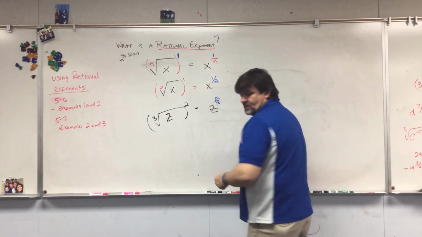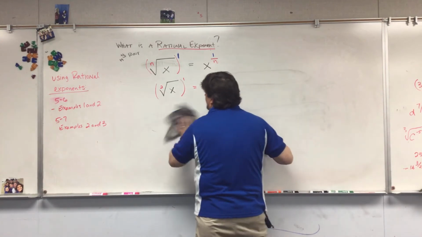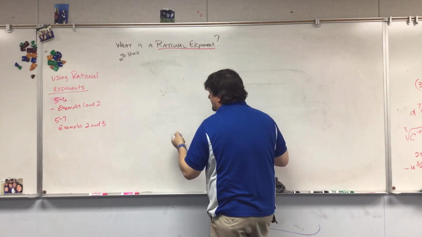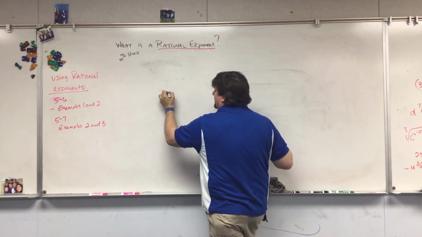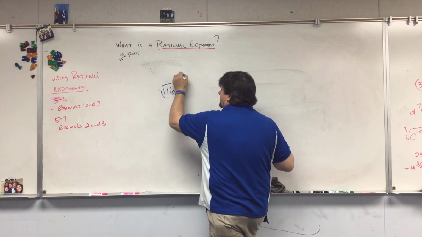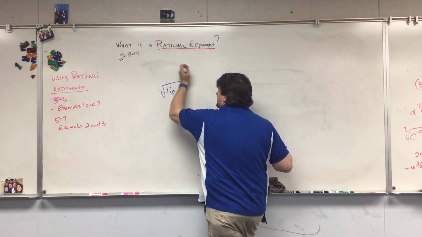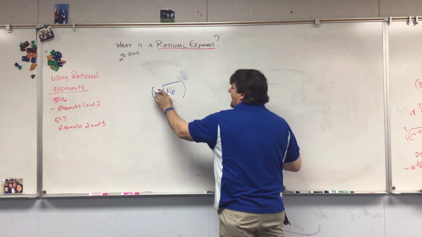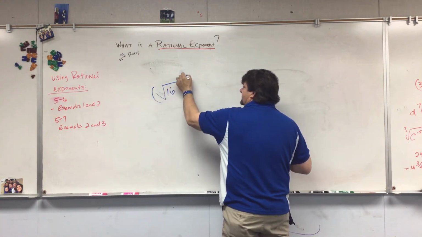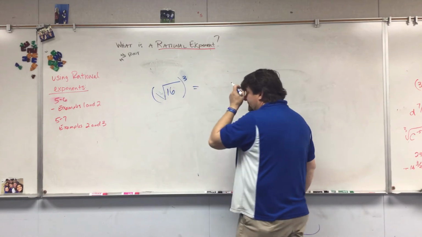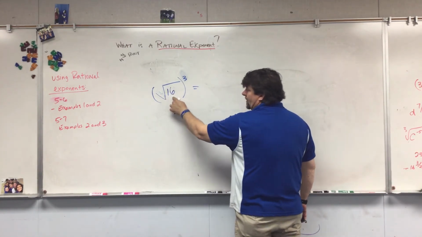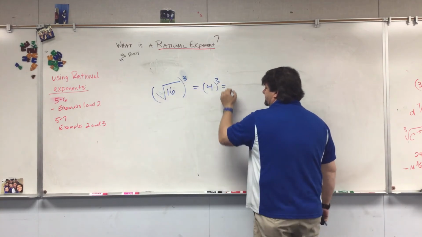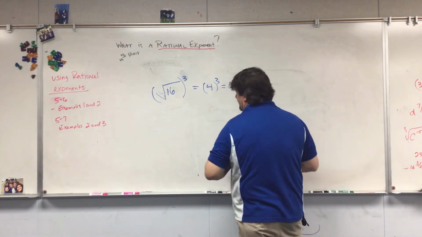So let's take it one step farther real quick and do something like this. Let's take 16 to the, let's look at this here. 16 to the, the square root of 16 cubed, which is going to be, the square root of 16 is 4 cubed, so that means it's 4 cubed, which is 64. Put that in your calculator.